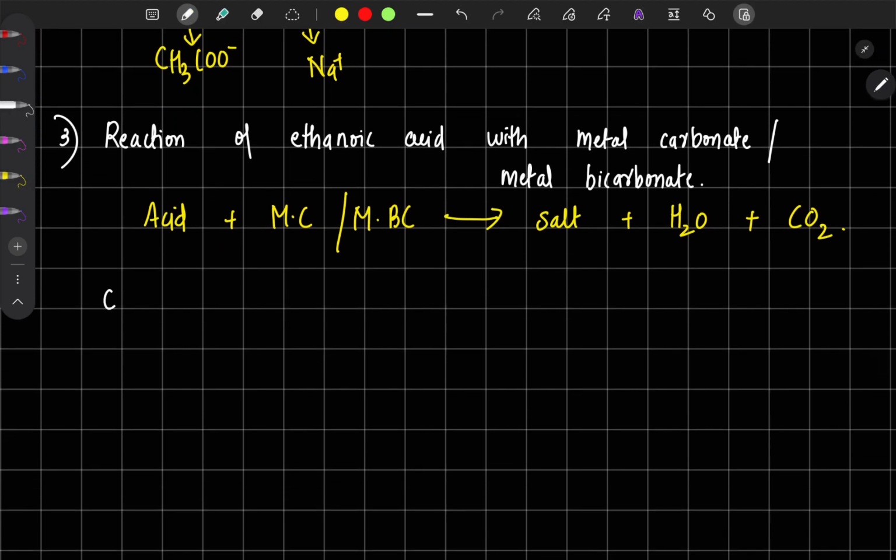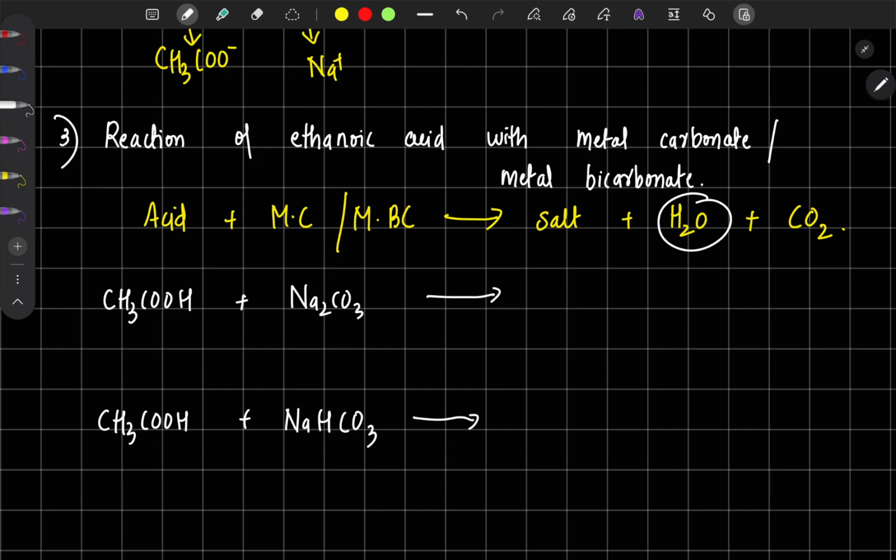Here also we will take the example. It's very easy. The first one is CH3COOH, ethanoic acid. Let us take a metal carbonate, so we can take sodium carbonate, Na2CO3. Only this example you need to study because only this is given in your NCERT. And we can also take a bicarbonate, NaHCO3. Now what will be the products? Two things are very much sure. You can blindly write H2O plus CO2 because that is given in our general reaction. Only the salt you need to confirm.